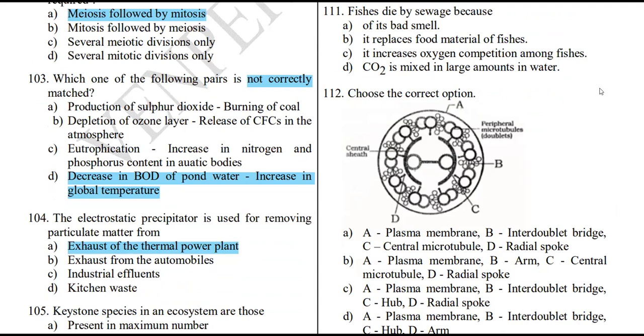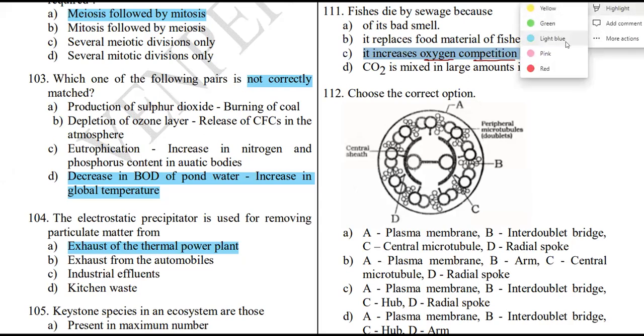What exactly happened? I told you previously. If sewage is more, the biological oxygen demand is going to be more because all the aerobic bacteria take it. So the oxygen is very less. Even the fishes want that oxygen. Not only one fish, many fishes are there. So each of the fishes will compete for the available oxygen. So it increases the oxygen competition among the fishes. That's why fishes die. Only fishes which compete and win the competition can live over there. The ones which cannot win will die.